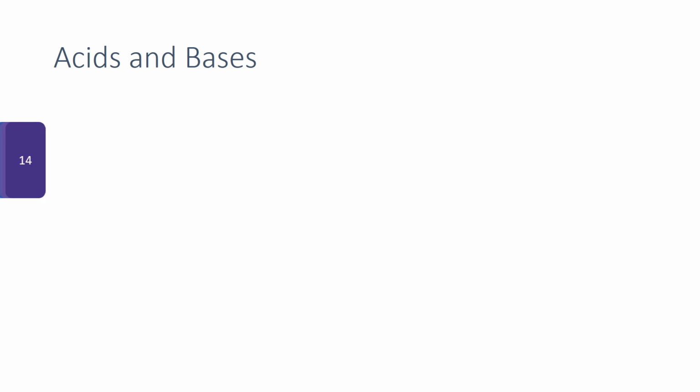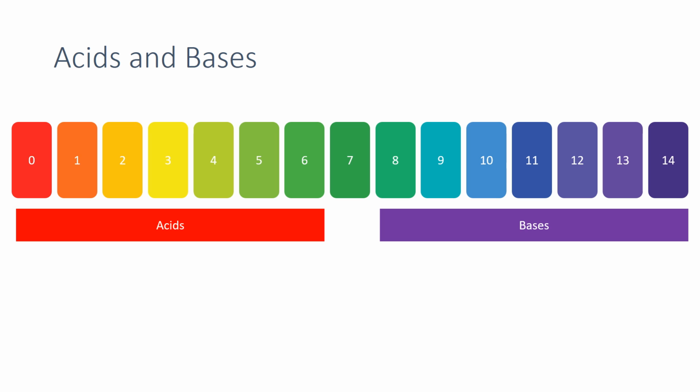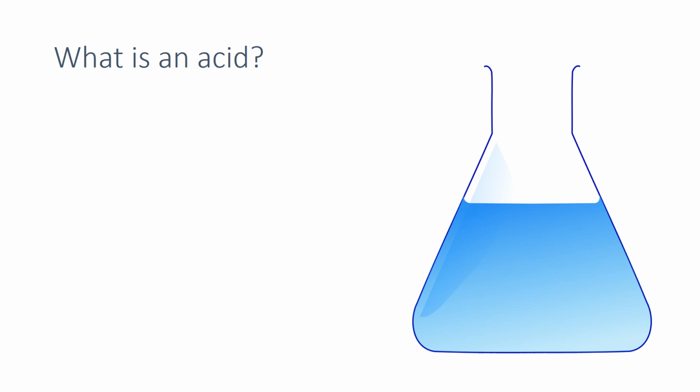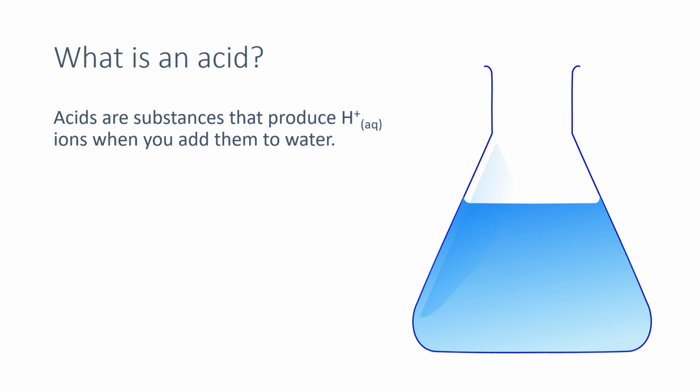In this video we're going to look at the reaction between acids and bases. Before we start, it's important that we remind ourselves what acids and bases are. An acid is a substance that produces hydrogen ions when you add them to water. A common acid that you may have used in science lessons is hydrochloric acid.